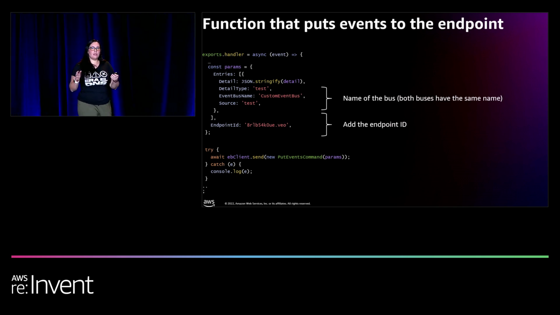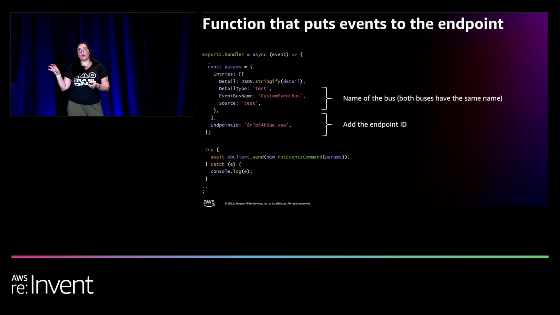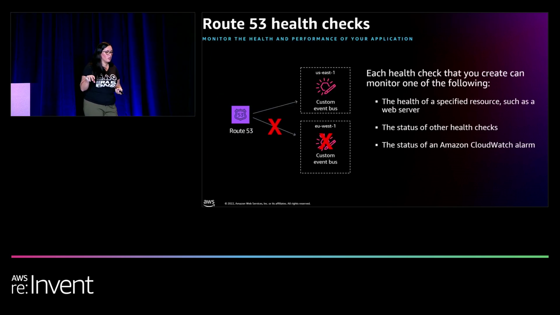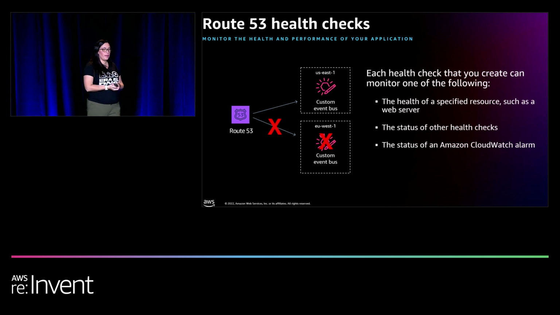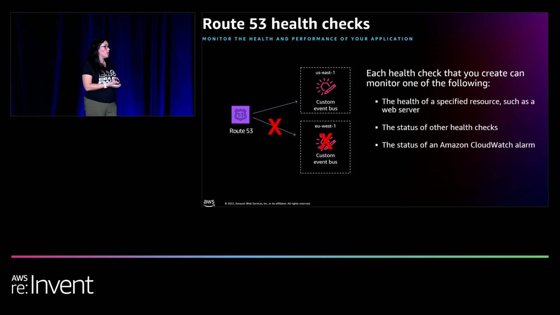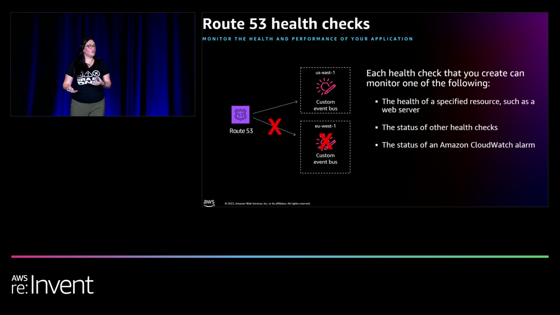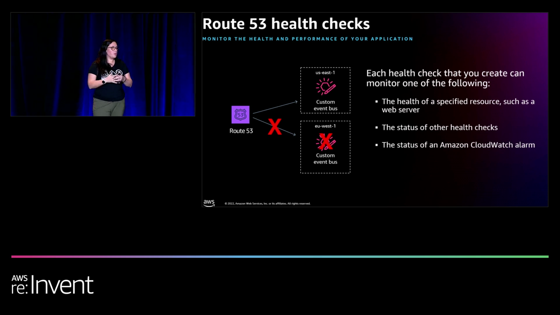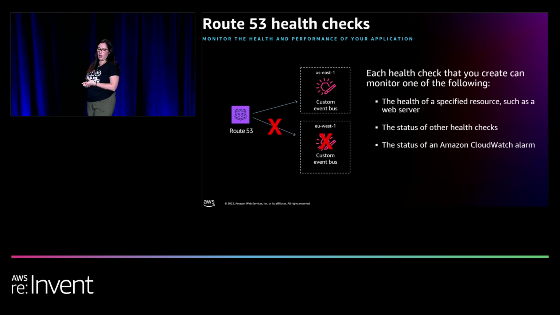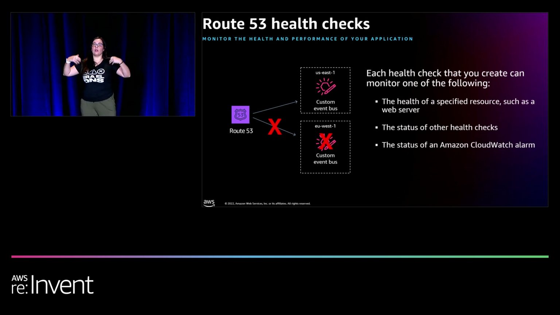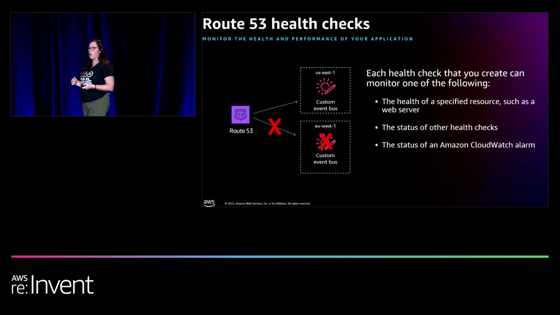Then the next step is to have in the global endpoints configured the health check. So that's what we are going to do next. And for that, we are going to use Route 53 health checks that allow us to check if the region or whatever resources are healthy. There is many ways to define if a resource is healthy. The way we are going to use is CloudWatch alarms, meaning if there is an alarm that got triggered, then the resource is not healthy and we need to fail over.